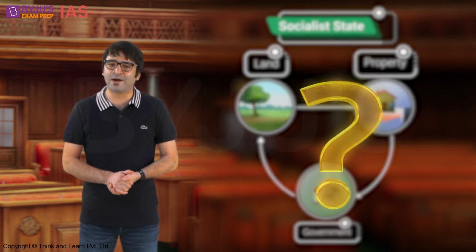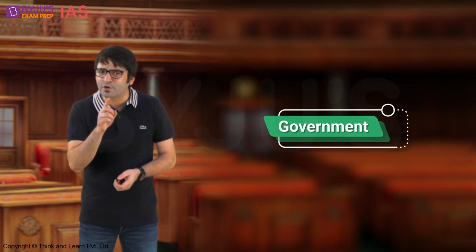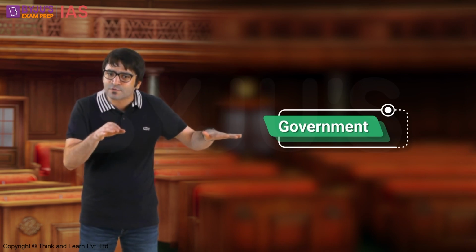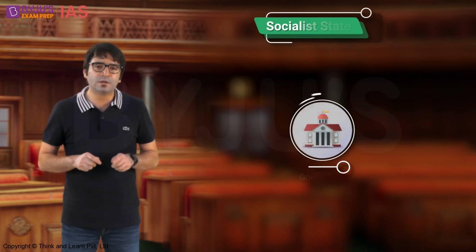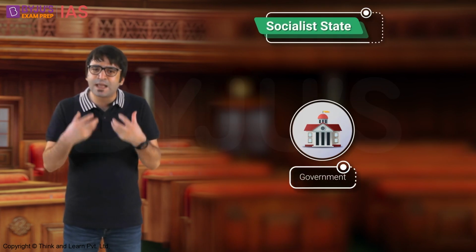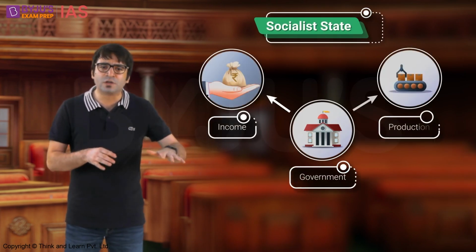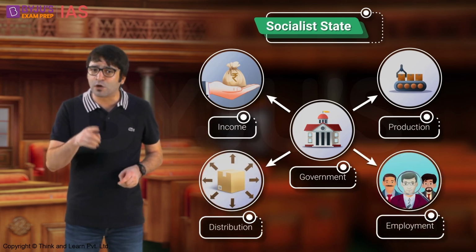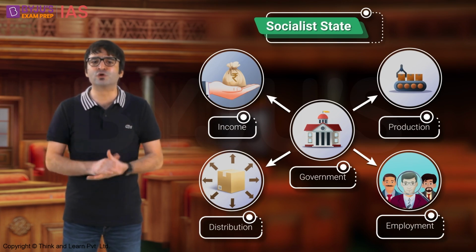Sounds fascinating, right? Just count the number of times you heard the term government. Well, that is the essence of socialism. In short, the government controls every aspect of income, production, distribution, and employment in order to ensure equitable distribution of resources.